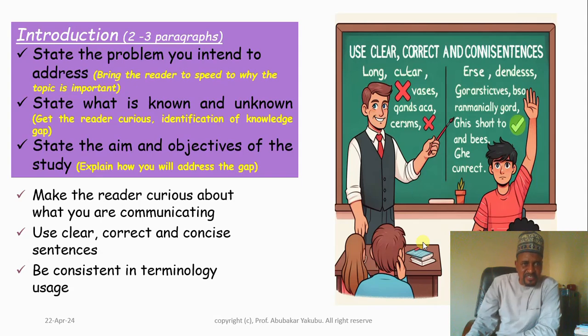State the aim and objectives of the study. Explain how you address this gap. Make the reader curious about what you are communicating. Use clear, correct, and concise sentences. Be consistent in terminology usage. For example, if I say a football pitch when I'm writing my paper, I don't come somewhere and then say football arena. So you've changed the initial sentence, so you need to be consistent in the grammar you use. They are all correct anyway, but if I've started by saying football pitch, I should always use football pitch everywhere in the text. So remember that.